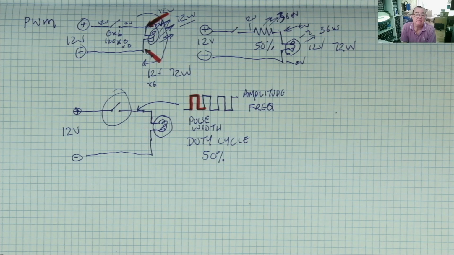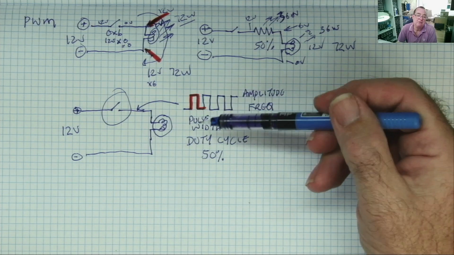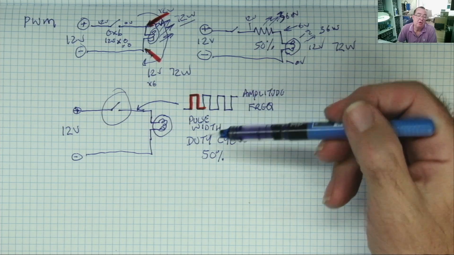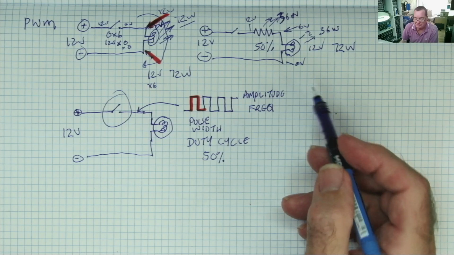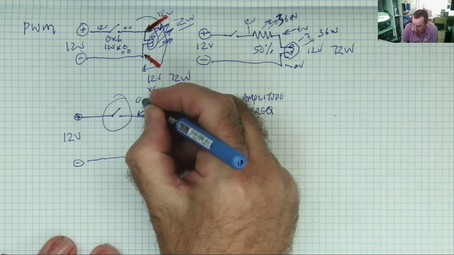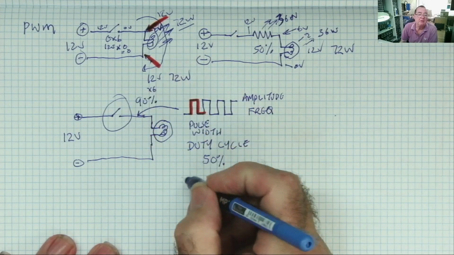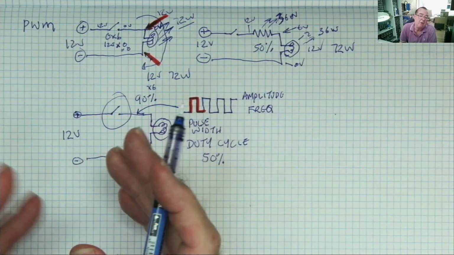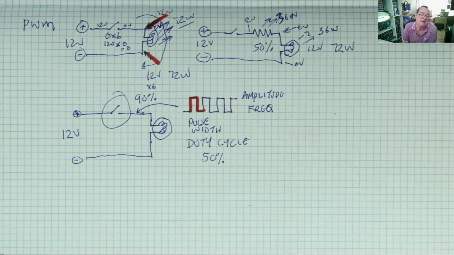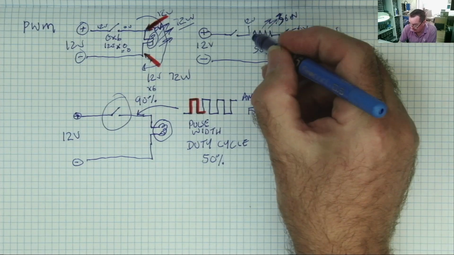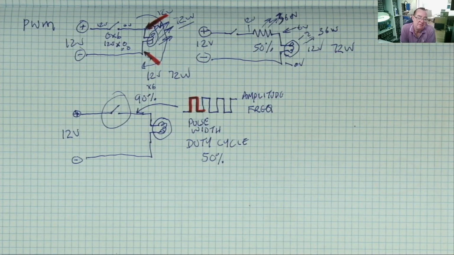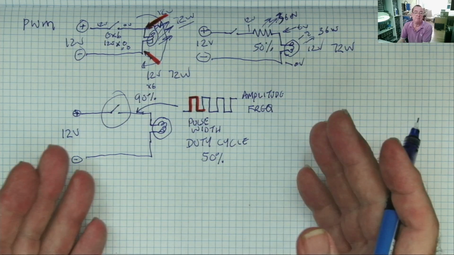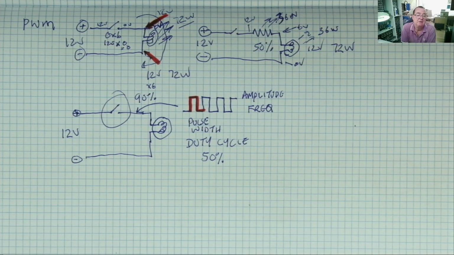In reality, there are some efficiency losses. It takes a finite amount of time to switch on and switch off, so there will be some heat, but the efficiency of this is going to be somewhere around 90%. So only 10% of the power is lost in the switching. 90% goes into the load, whereas with this series resistor, the efficiency at best was 50%. So you can see this is a much better way to do it.